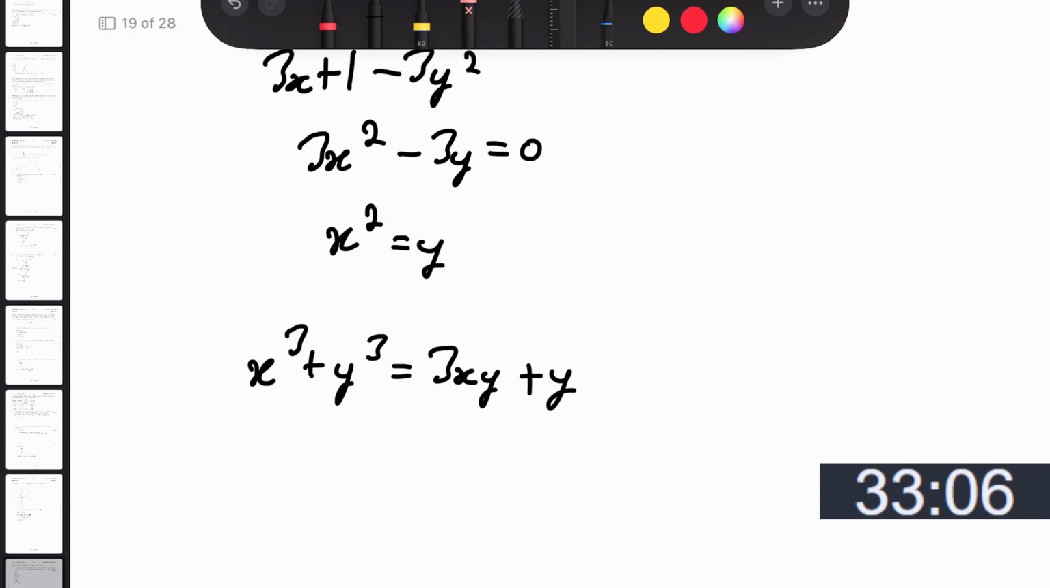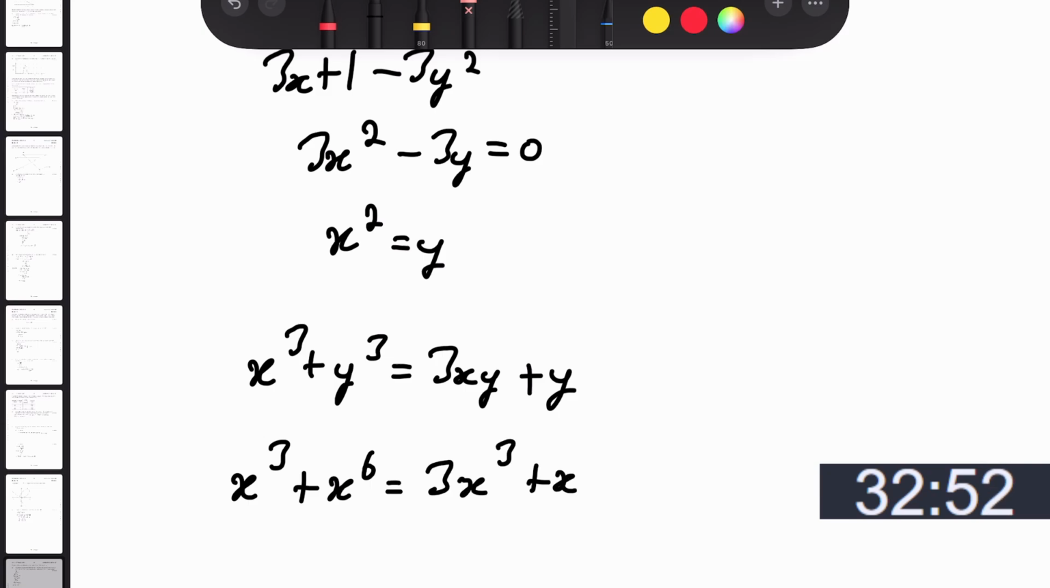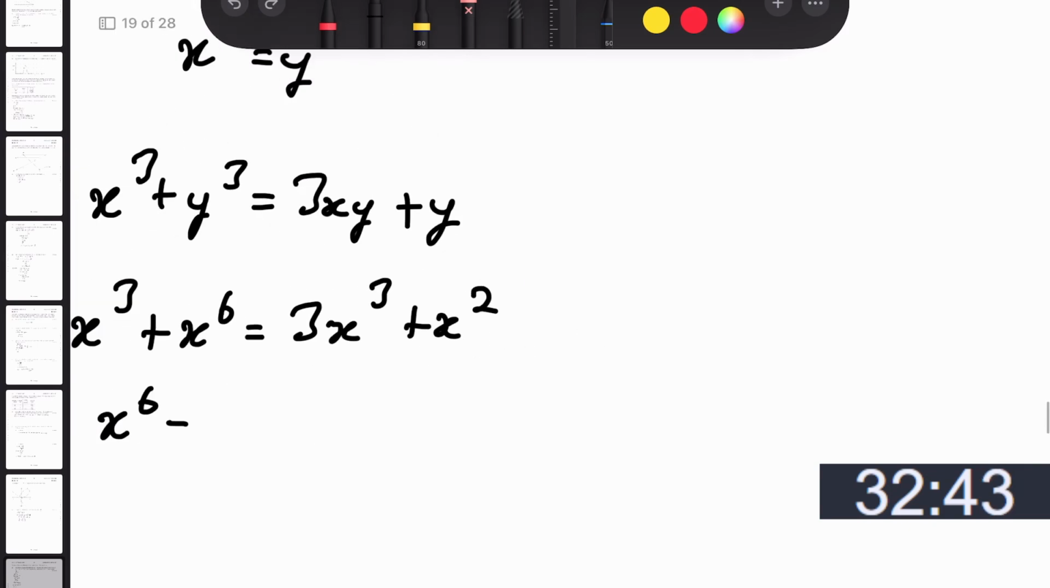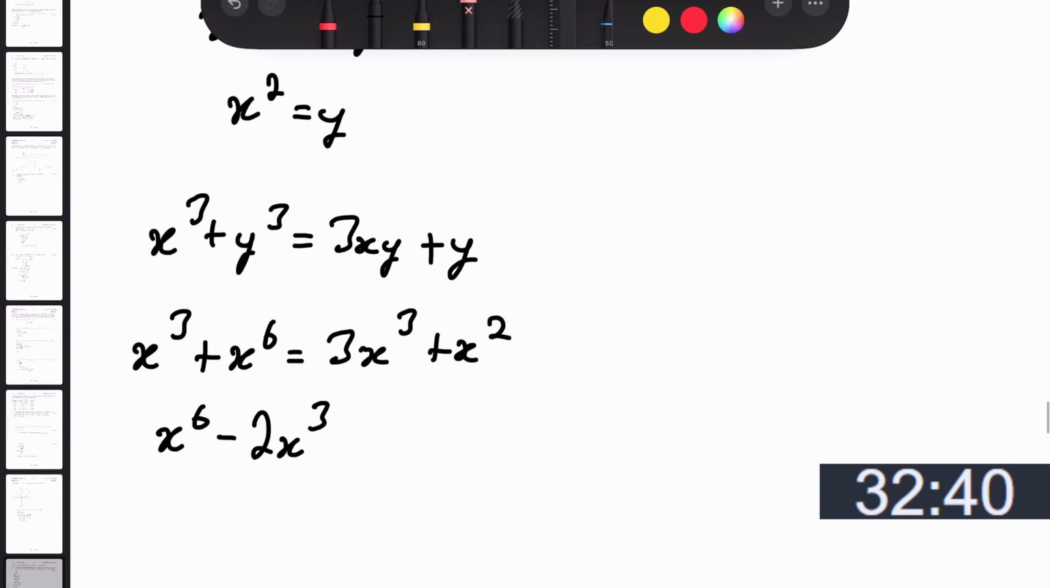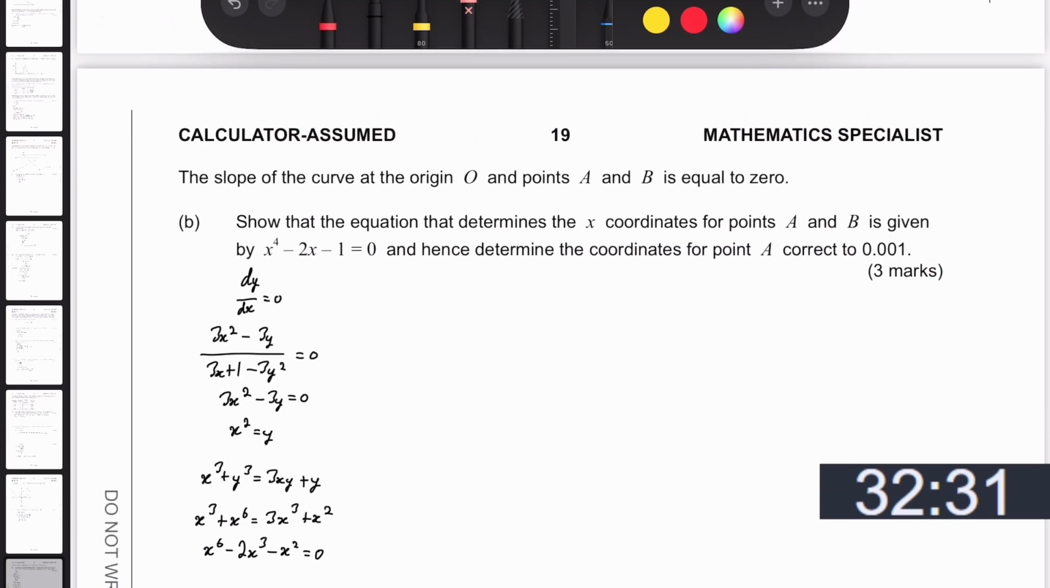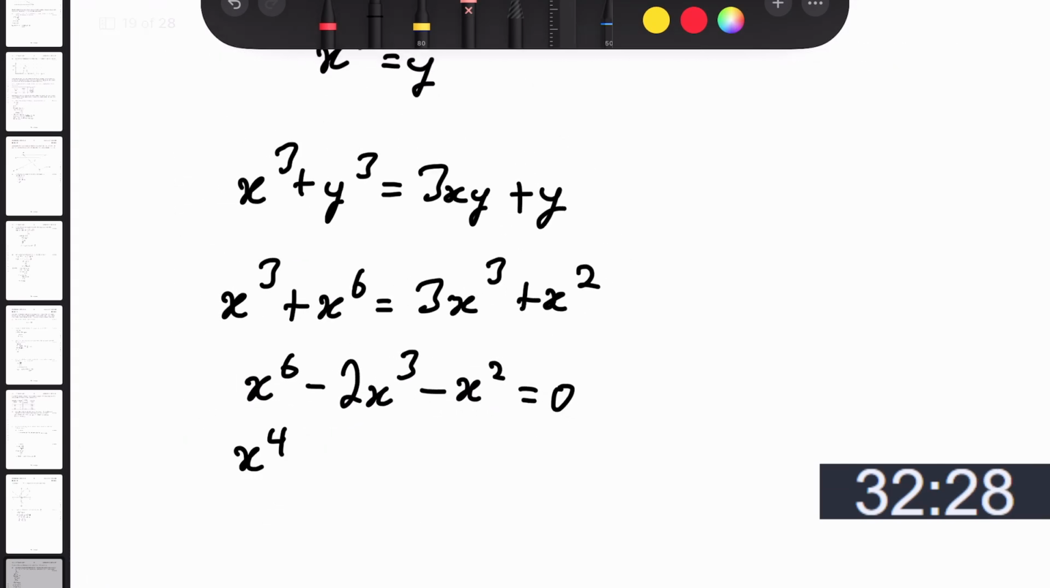So this is going to be x³ + x⁶ is equal to 3x³ + x². So then this is going to be x⁶ - 2x³ - x² is equal to 0. Yep, this looks like what we need. So then x⁴ - 2x - 1 is equal to 0.